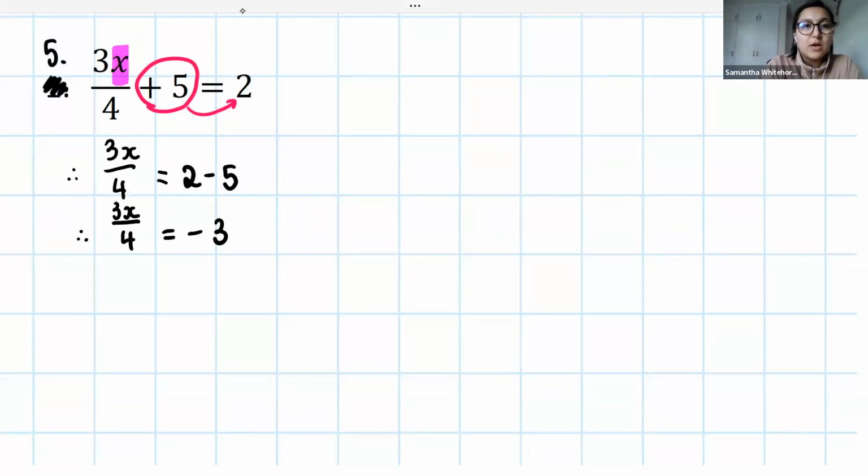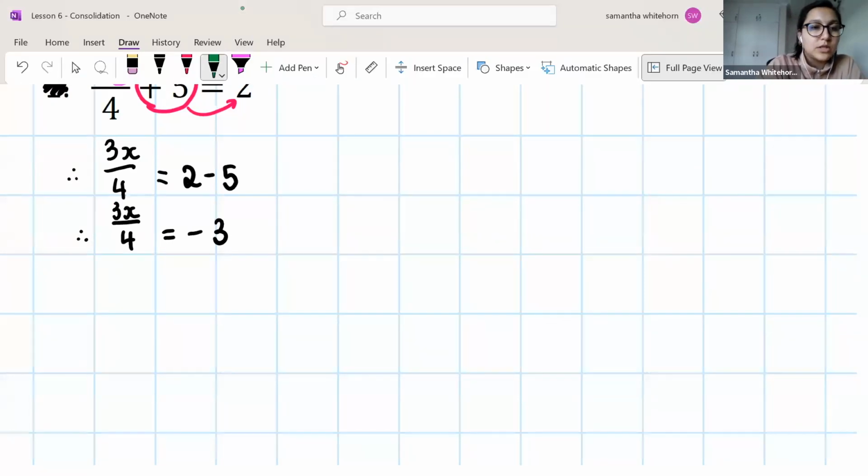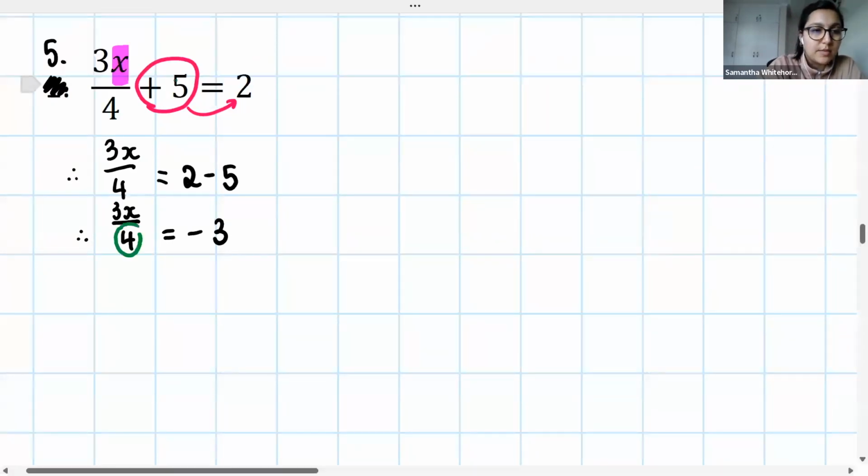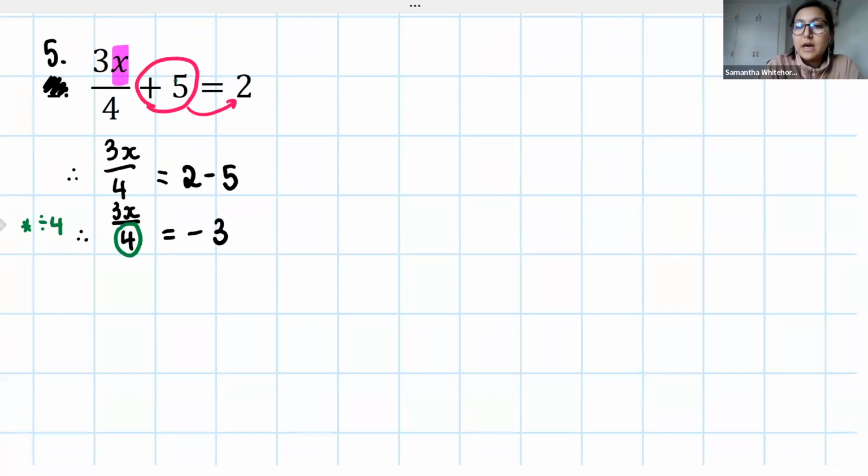The next thing I want to deal with is this denominator of 4. Now remember, the denominator of 4 means we are dividing by 4. And again, I then need to use inverse operations. The opposite or the inverse of division is multiplication. So I'm going to multiply the left-hand side by 4 to essentially get rid of that 4.